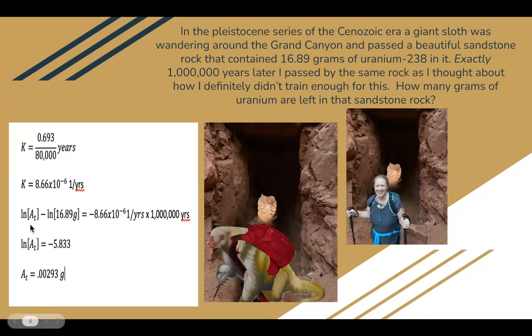And I plug it into the first-order rate law. Here's the negative rate constant times the million years. That was the time. I'm looking for the ending concentration when I walk by. And here was the starting concentration when the sloth walked by. Plugging it in, here's an intermediate step. Then I find that when I walked by that rock, there was 0.00293 grams of uranium left in that sandstone. So that's that word problem.